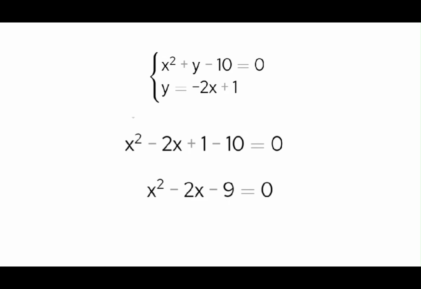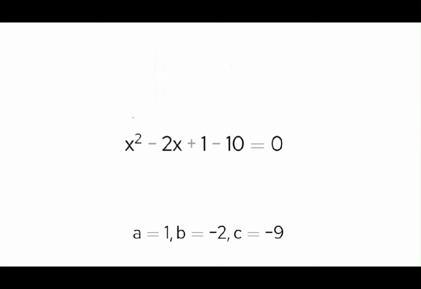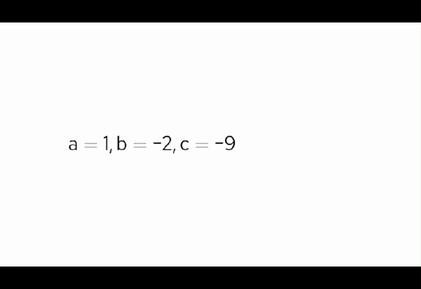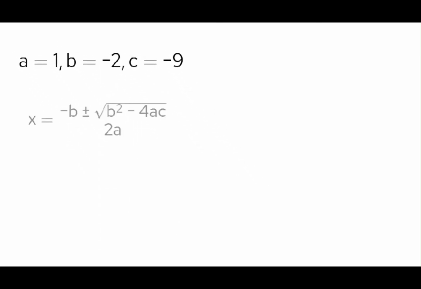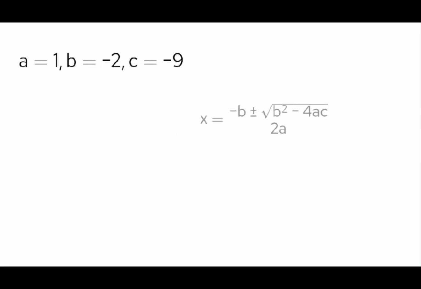After combining like terms, identify the coefficients. x squared will be 1, 2x will be negative 2, and negative 9 is negative 9. Substitute them by using the quadratic formula. In doing the quadratic formula, the first thing you need to do is determine the sign.